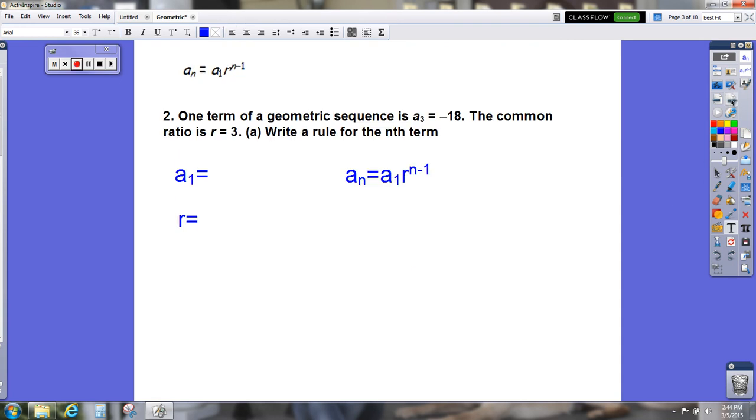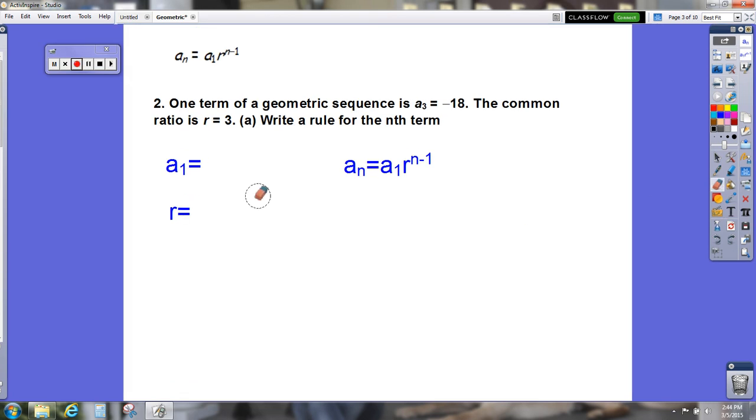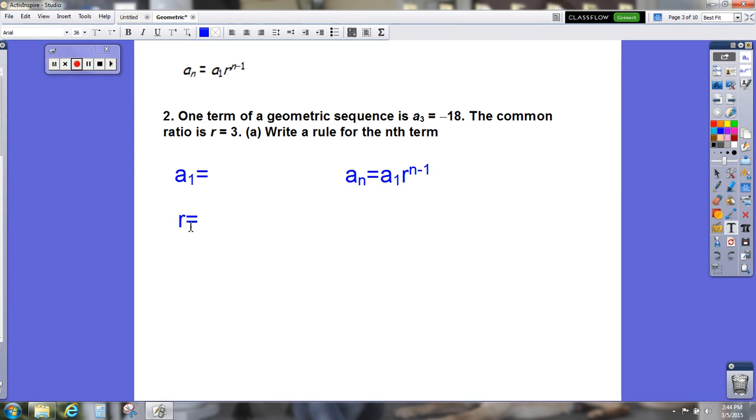So here's number 2. For one term of a geometric sequence, the third term is negative 18. The common ratio is 3. We want to write a rule for the nth term. Okay, so they tell us our ratio. Our ratio is 3. But this time we don't have the first term. So we're going to have to work backwards and find the first term. We do know the third term, however.